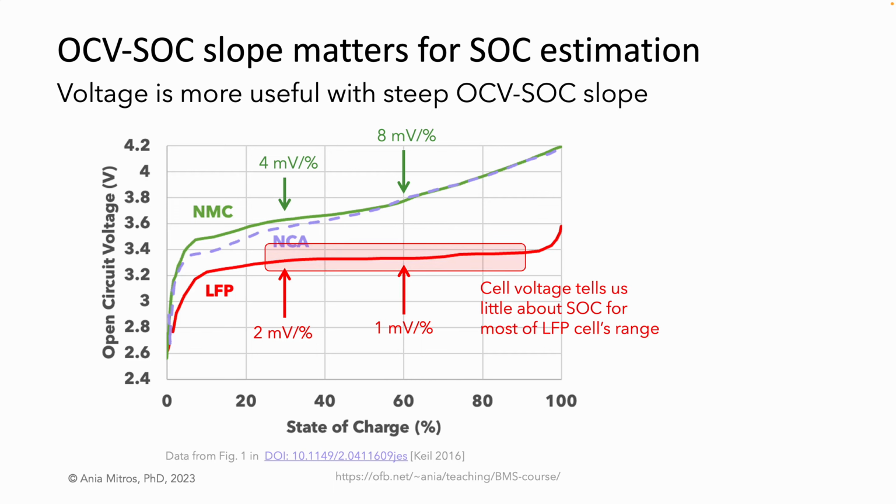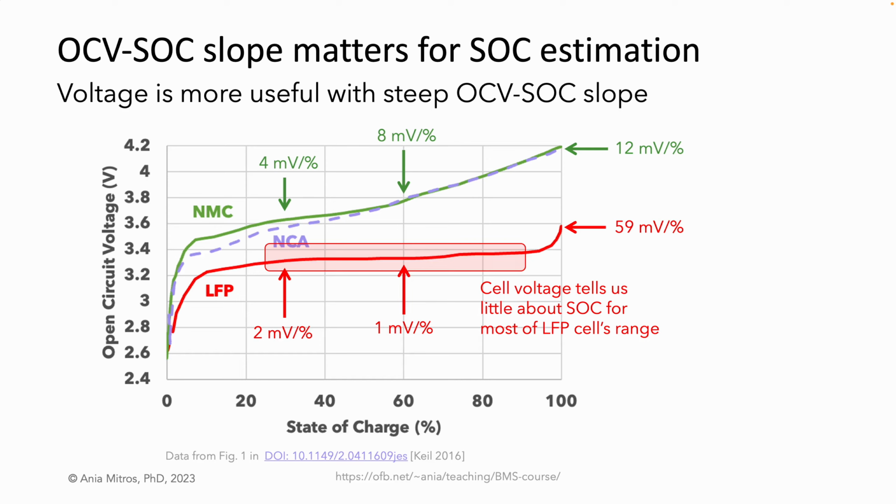The voltage of an LFP cell is nearly useless for state of charge estimation from about 25% to about 90%. The details of how a BMS algorithm weights cell voltage information and battery current information will be quite different for LFP cells with their flat curves versus for cells with steeper slopes. Notice that the LFP slope gets quite a bit steeper at the top and bottom of charge.